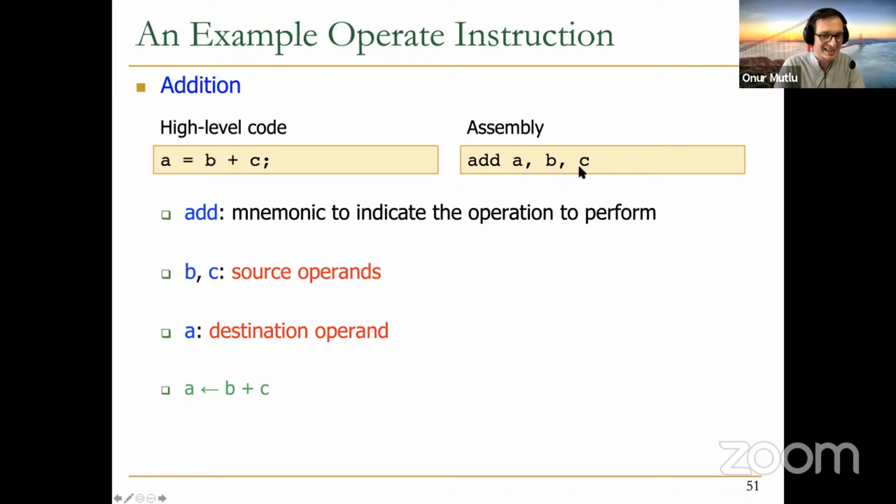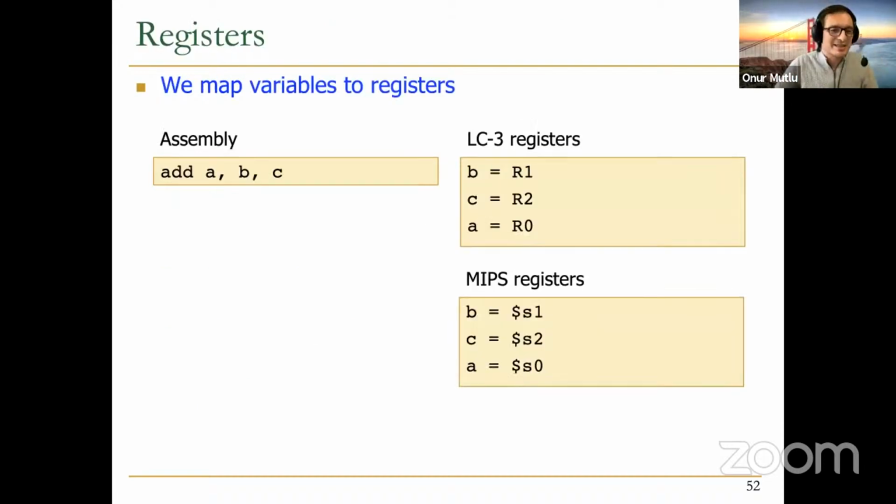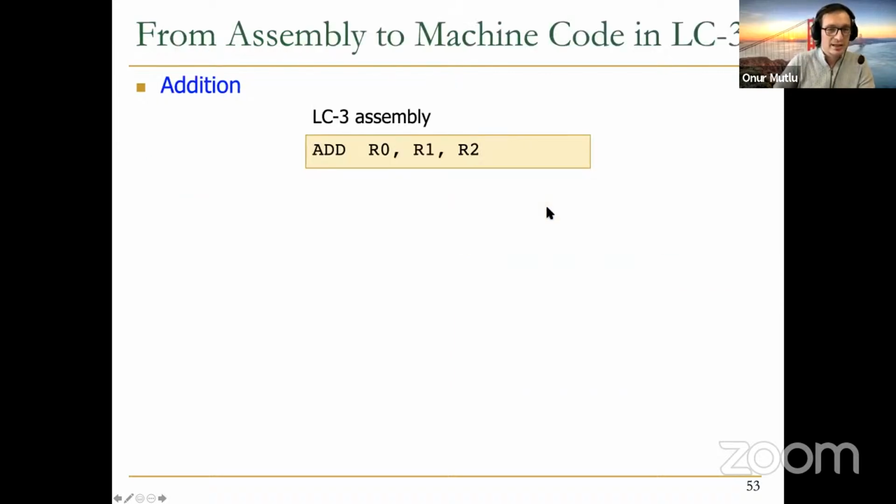So this is not exactly assembly, if you will. You need to specify the registers in assembly also. This is a higher level assembly, I should say, perhaps. But in assembly, you really need to map the variables into registers. So assume that you say, I have B in R1, C in R2, and A in R0 in LC3. This is the mapping that I get.